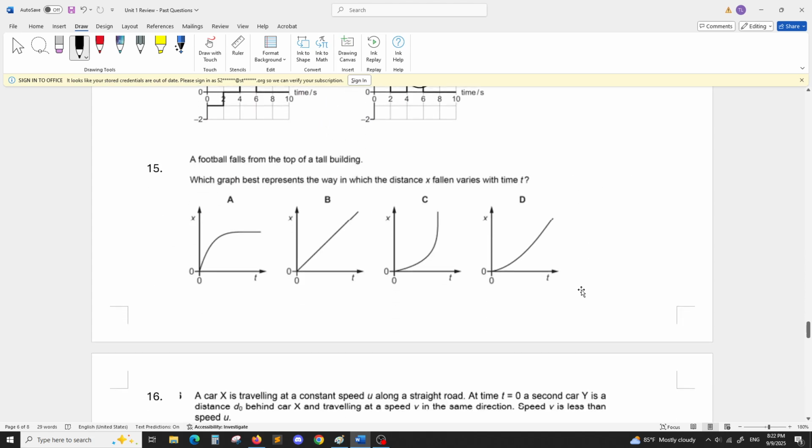A football falls from the top of a tall building. Which graph best represents the way in which the distance x fallen varies with time t? Okay, so we have to take out the key information. So we know that it has to be a distance with time. So it's a distance time graph.